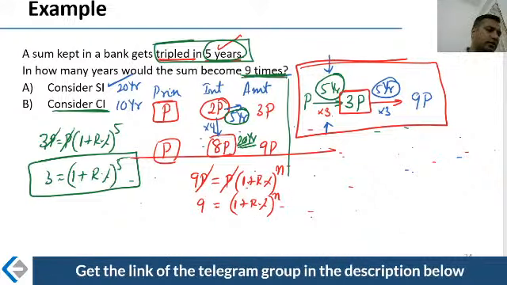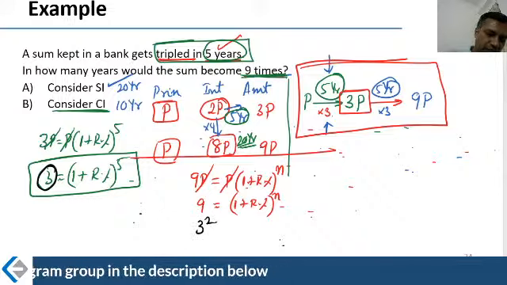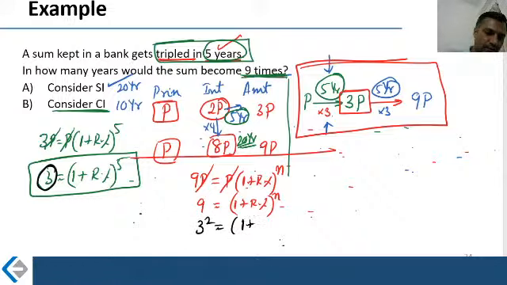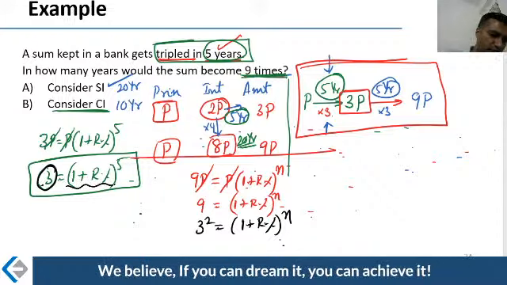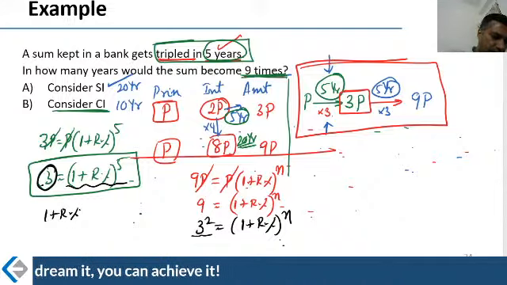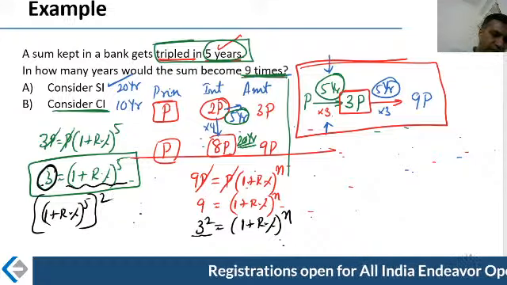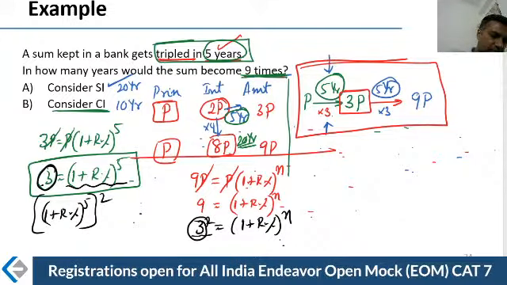Now look at this. What is 9, friends? 9 is nothing but 3 square. Therefore, 3 square is equal to 1 plus r percent raised to power n. What is 3? 3 is nothing but 1 plus r percent raised to power 5. 3 square means you have to square it. So 3 square means 1 plus r percent raised to power 5, whole square. I substituted for 3 in terms of r here.